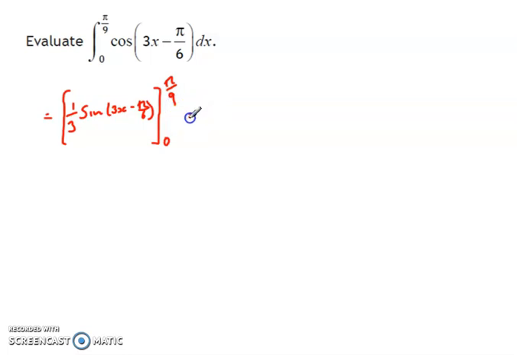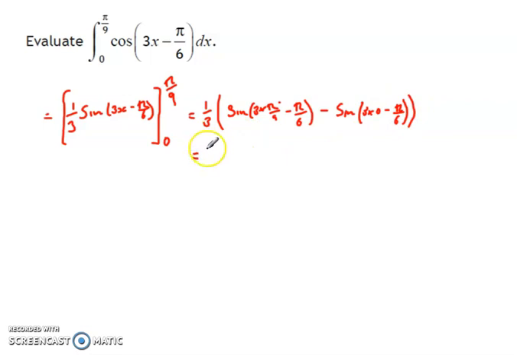Now that I have that, what I'm able to do is take this function at the upper limit and subtract the function from the lower limit as well. So I'm going to do 1/3, and what I'm going to do is just keep that out the bracket. It's going to have the same effect no matter what, of sine of 3 times pi over 9, take away pi over 6, minus sine of 3 times 0 minus pi over 6.